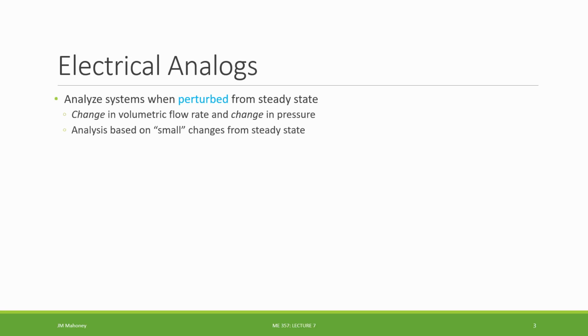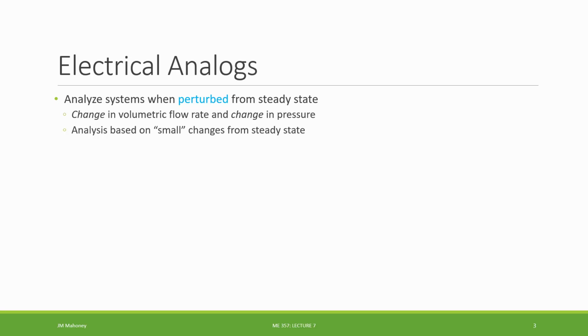So first, as with the mechanical systems and the electrical systems, we are always analyzing our systems when they are perturbed from a steady state. So technically, what we are going to be looking at for our inputs and our outputs is a change in either flow rate, specifically volumetric flow rate, or a change in pressure from the steady state values.